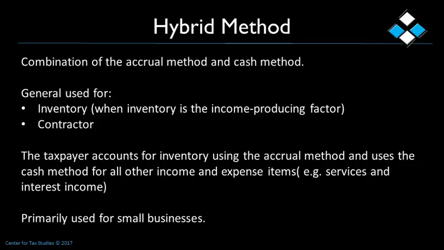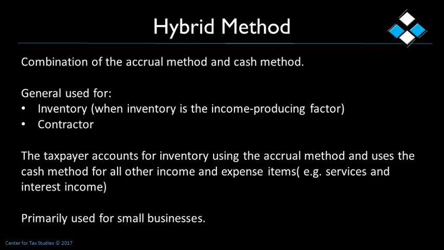So, for example, if you had inventory based off the fact that you are a hairstylist and you sell your inventory for all of your hair products, you then must use the accrual method for your inventory, your hair products, but for your services, such as doing hair, you then can use the cash method for your service and any interest income that you might incur. And the example just got too complicated. Okay, so this is primarily used for small businesses as well as contractors.